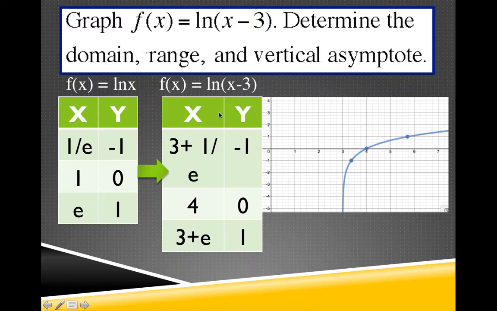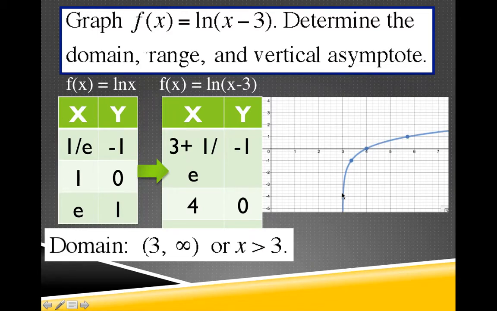Now, the thing that I need you to remember is that because this moved left and right, it's a horizontal move. It didn't move left, it moved to the right, but inside the function is a left or right move. That means that my vertical asymptote is also going to move left or right. In this case, the vertical asymptote moves from the y-axis over 3 to the right, so now my vertical asymptote is here at x equals 3.